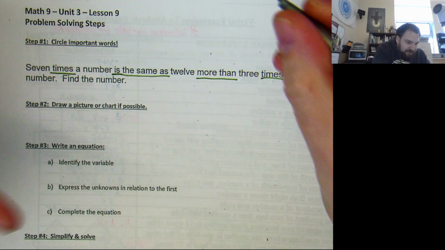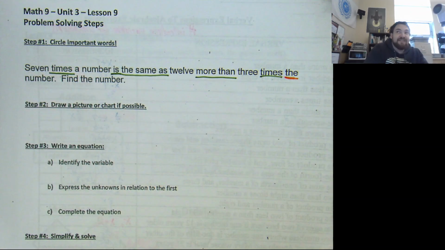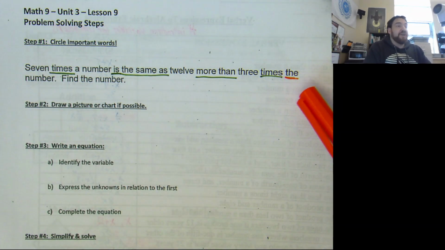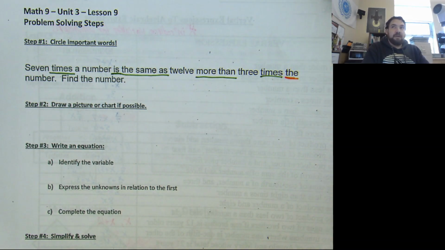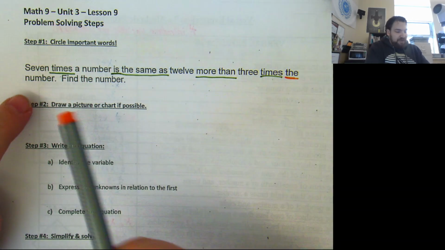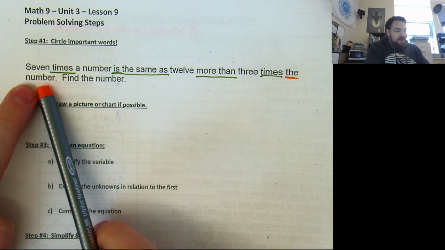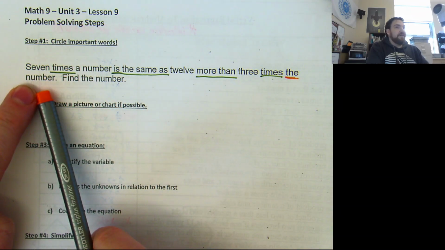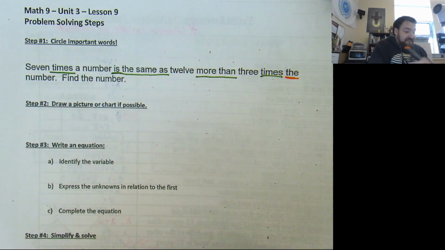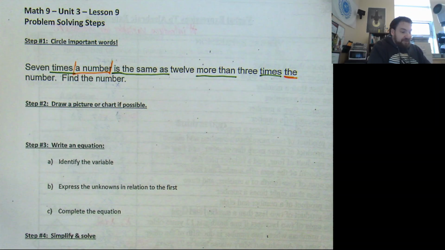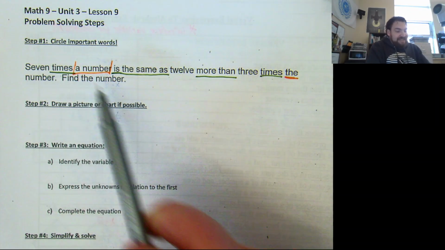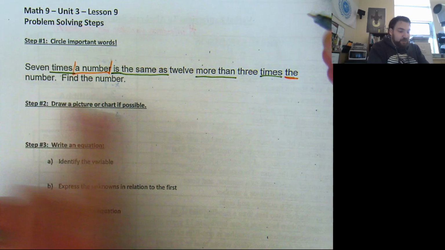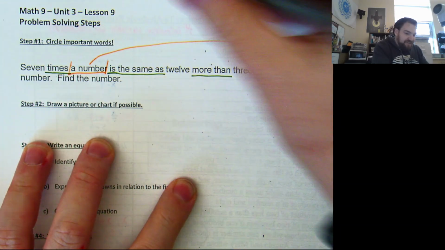Now, the word here, the, here we go breaking down English in math class. This word the is really important. What does it tell you about the number over here? The 12 more than 3 times the number. Yeah, it's the same as this number. If at first it's described as 7 times a number is the same as 12 more than 3 times the number, this word the tells you that these two are the same.